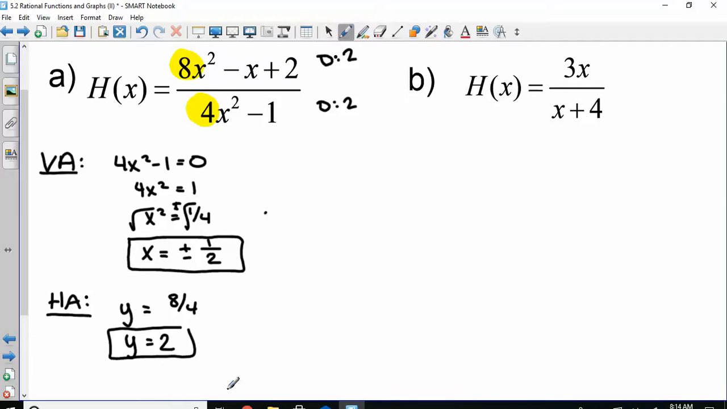And if we have a horizontal, can I have an oblique? No. You don't have to write this. I'm just going to say oblique asymptote, none. But unless I specifically asked if it had one, you wouldn't have to state that.